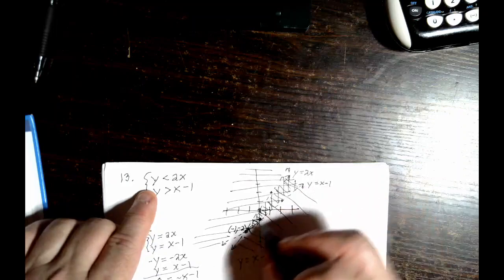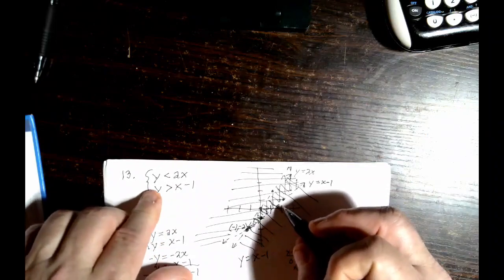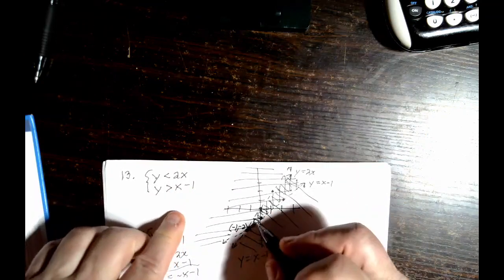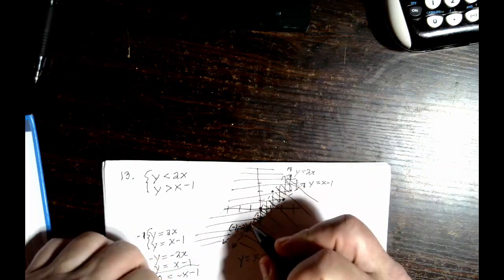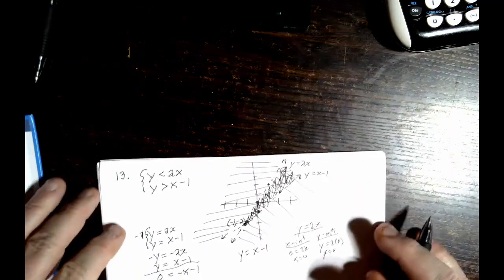Now let's take this one, and this one you can choose 0, 0 because it's on that side of this line, and you choose 0 and you get 0 is greater than negative 1. Well, that's true. So you shade the side containing 0, 0. Alright? And so if this one goes this way and that one goes that way, the answer is everything in the middle where they overlap. That's your answer.